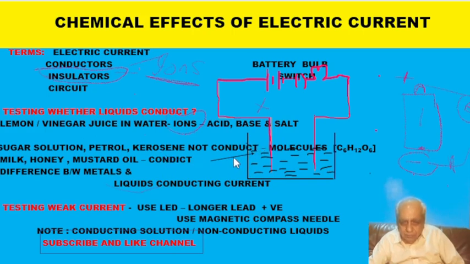Now in case I have taken some other liquids, mustard oil, milk, honey, or something else, if the electric current is very weak, then my bulb may not glow. I will come to the wrong conclusion. So I should have a method of testing weak current, so that in case it is not a very good conductor, but in between it conducts electricity to a smaller extent, then how to recognize it, how to know about it.